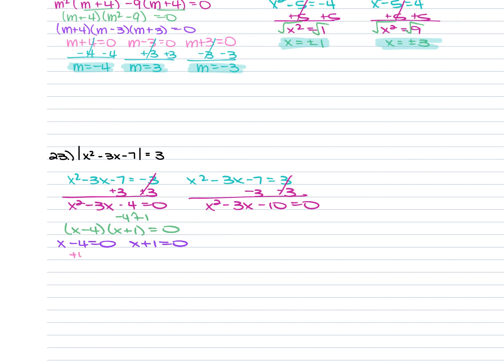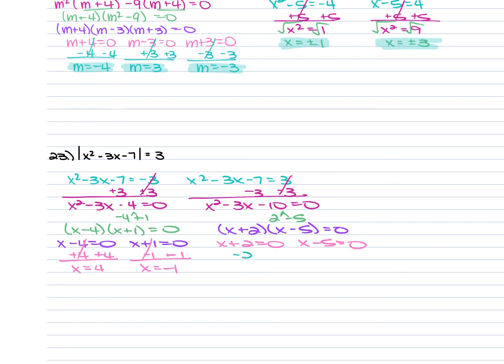You move the 4 over by adding it. You get that x is 4. Move the 1 over by subtracting it. You get that x is negative 1. For the other one, your factors of negative 10 that add up to negative 3 are 2 and negative 5. So this is (x plus 2) times (x minus 5) is equal to 0. You set them both equal to 0 and you solve. So that's going to give you x plus 2 is equal to 0, x minus 5 is equal to 0.